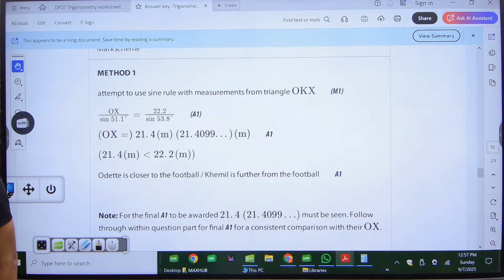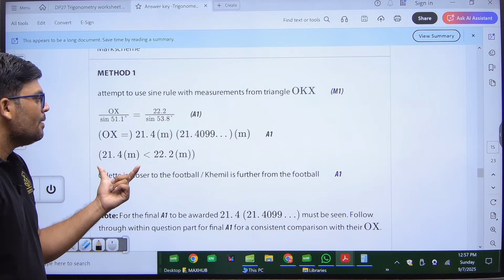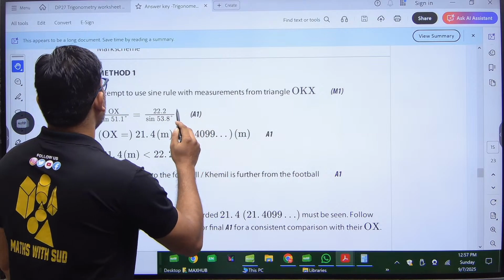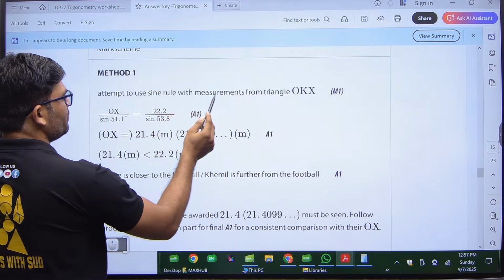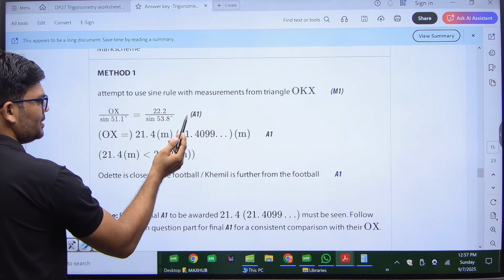Did they ask us to calculate the value, or did they just ask us who is closer? No, they just asked who is closer. So you could have directly answered this, but the marking system says they are saying attempt to use the sine rule with measurements from the triangle. Mark 1 will be given for this. What is this? A1, A1, A1.